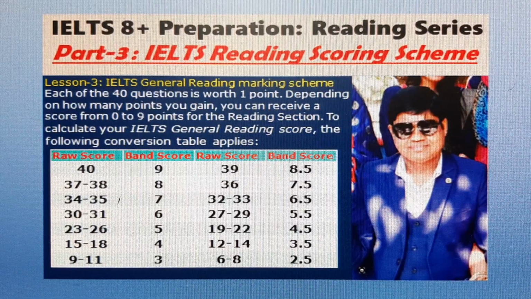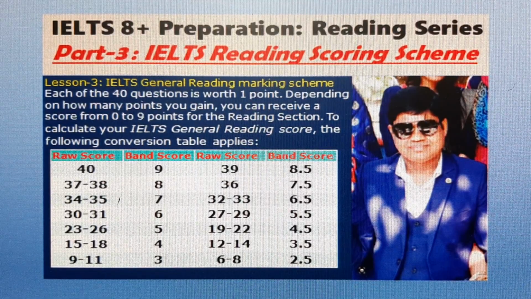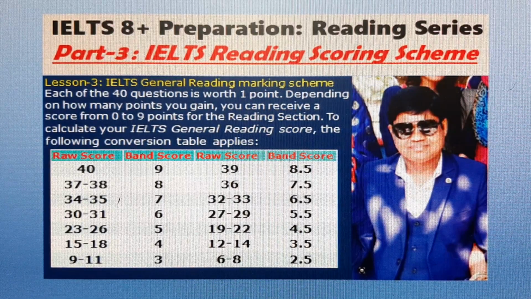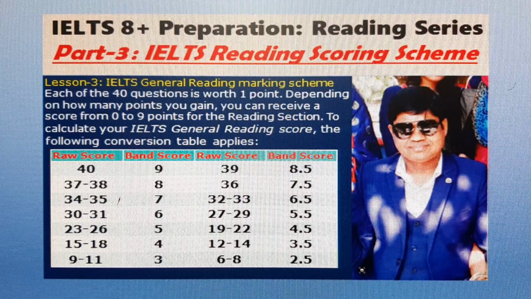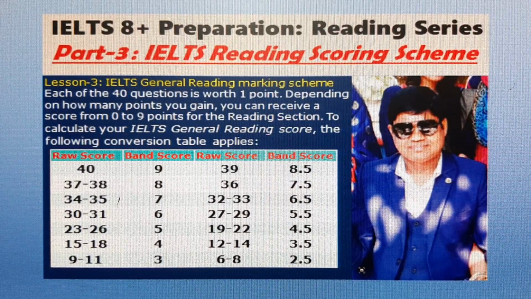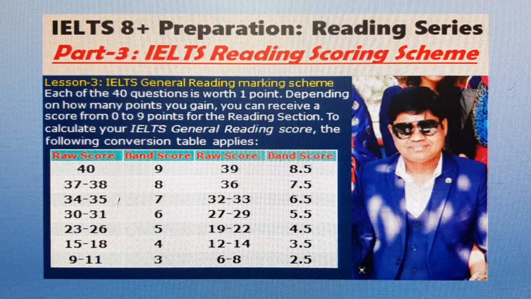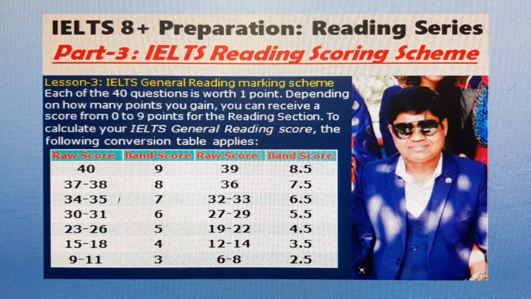When your raw score is 40, your band score will be 9. Raw score 39, band score 8.5. Point 37 to 38, band score 8. Point 36 is equal to band score 7.5. When your raw score will be 34 to 35, your band score will be 7. Raw score 32 to 33, band score 6.5.